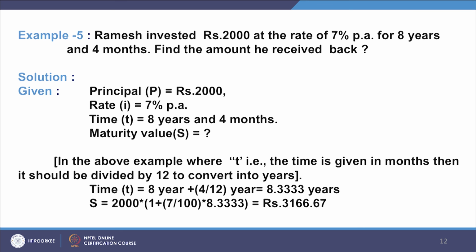So, time is 8 years and 4 months. The 4 months has to be converted into years. That is why we have divided 4 by 12 to convert it into years. So, the total time converts into 8.3333 years. So, S, that is maturity value, is equal to 2000 into (1 + 7/100 into 8.3333 years), which comes out to be rupees 3166.67.